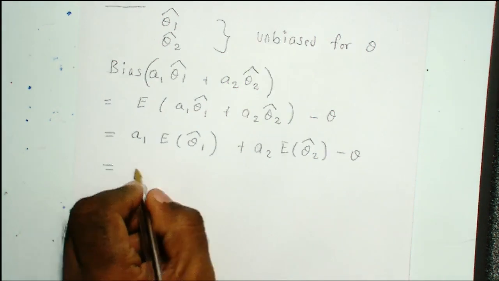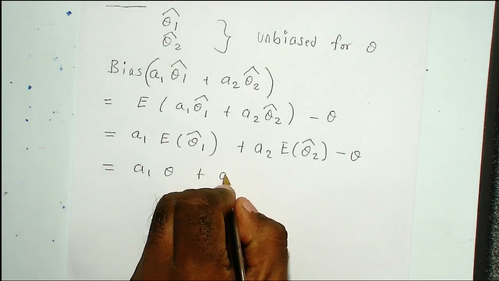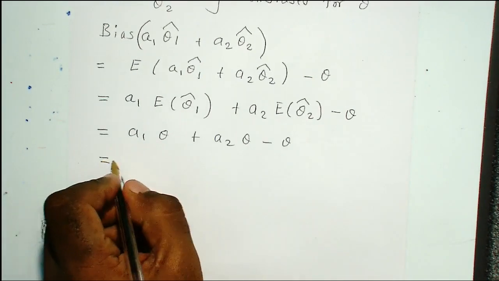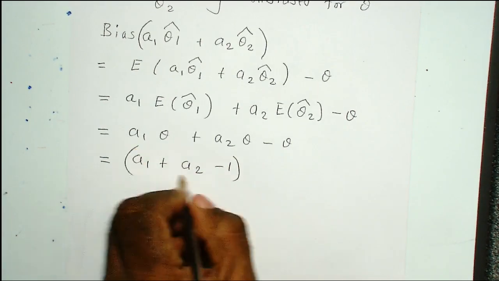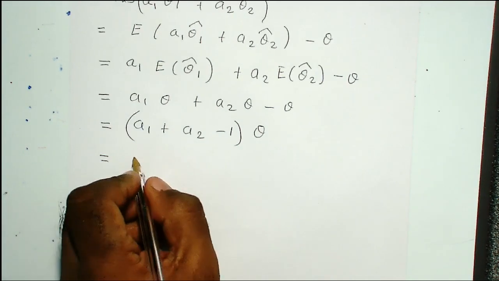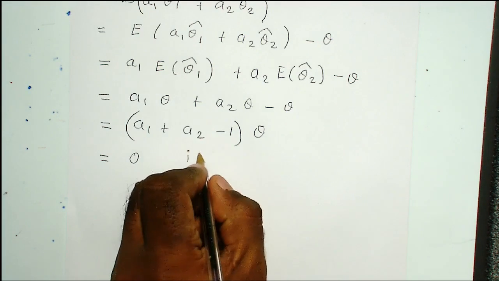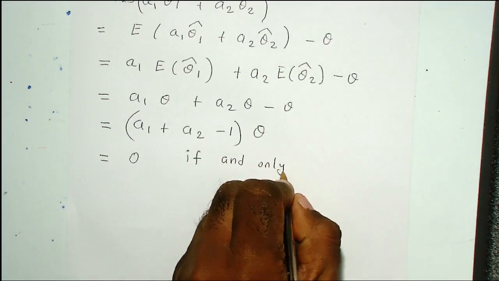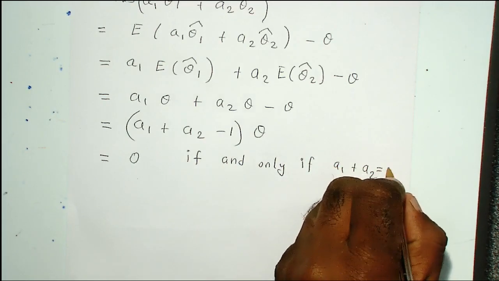Now we know that theta 1 hat and theta 2 hat are both unbiased estimators. So that means this is equal to A1 theta plus A2 theta minus theta. And this is equal to A1 plus A2 minus 1 times theta. And this is equal to 0 if and only if A1 plus A2 is equal to 1.